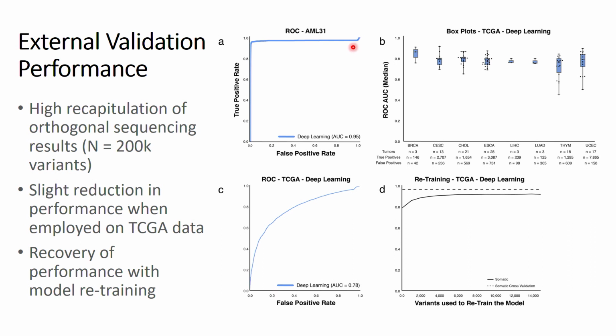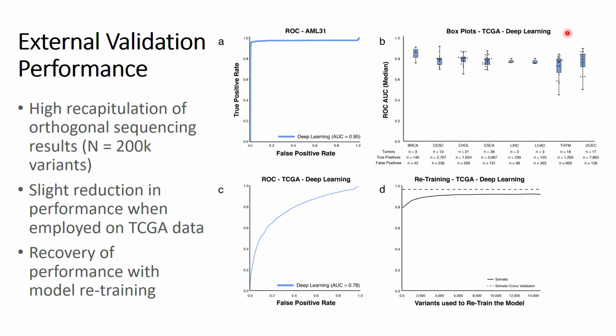For all 200,000 variants, we employed the deep learning model on this cohort, and you can see the resulting AUC was 0.95, demonstrating that we were very capable at recapitulating the orthogonal sequencing results for this cohort.